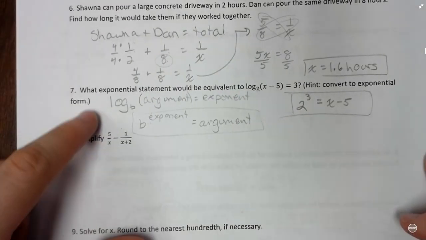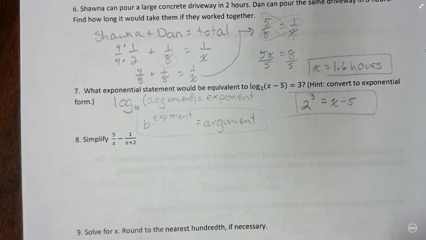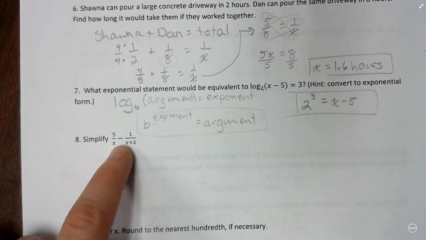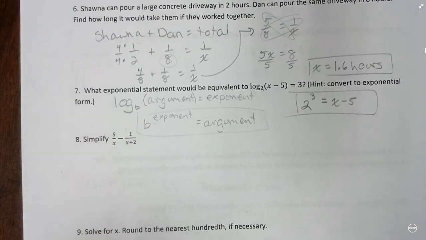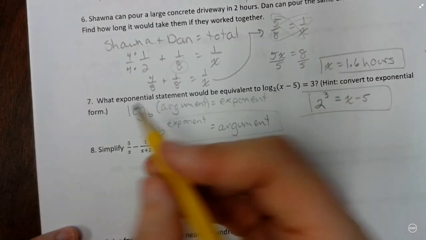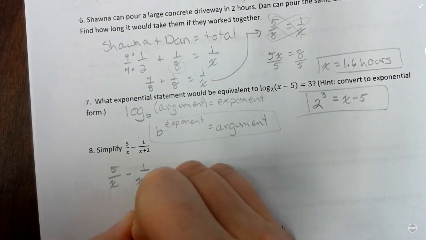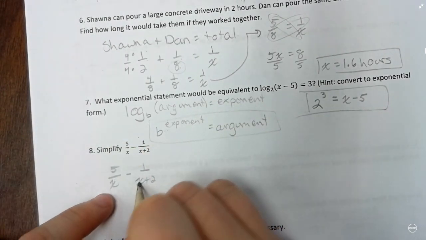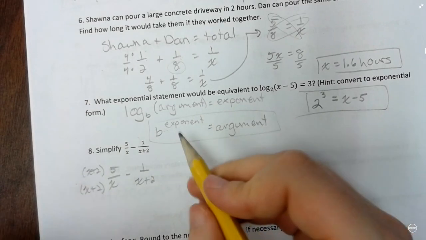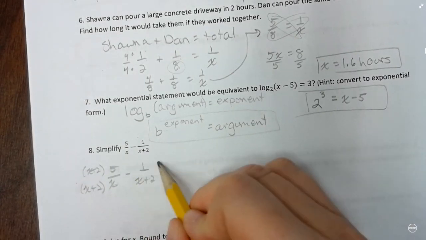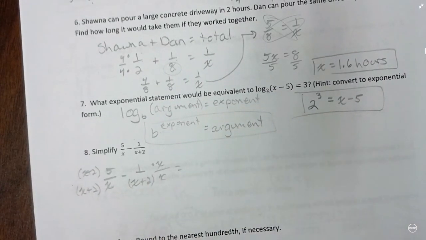Number 8, simplify. 5 over x minus 1 over x plus 2. Fractions again, so we need a common denominator. So remember, when you have fractions with x's in them, the easiest way to find the common denominator is to multiply each fraction by whatever the other denominator is. So I'm just going to rewrite it first so I have some space. So I'm going to multiply the first fraction by x plus 2 over x plus 2. And I'm going to multiply my second fraction by x over x. And then I'm going to combine.